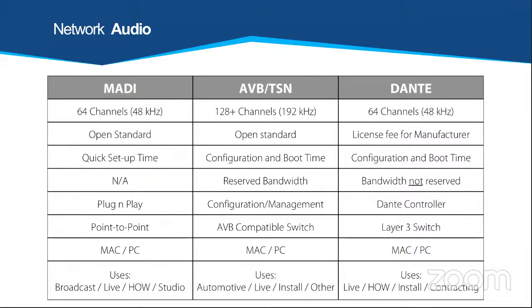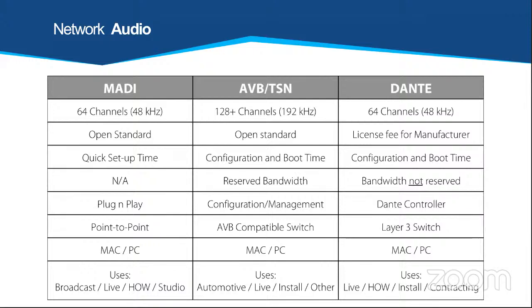The configuration and boot time is something you have to factor in with AVB and Dante. AVB has the reserve bandwidth advantage on the AoIP side of things. Doesn't really apply to MADI. MADI has the advantage that if the cable becomes disconnected, you just plug it back in and you have immediate audio almost instantaneously. MADI's very plug and play. AVB, you have some configuration and management. For some people, it's an advantage. For others, it's kind of a disadvantage. It just depends on from what perspective you're working.